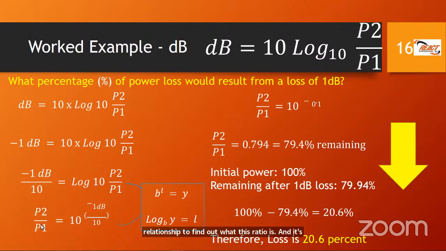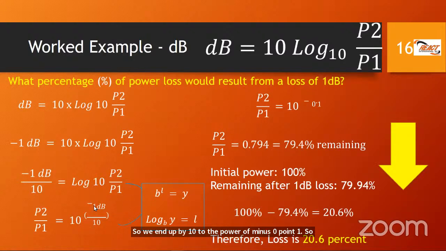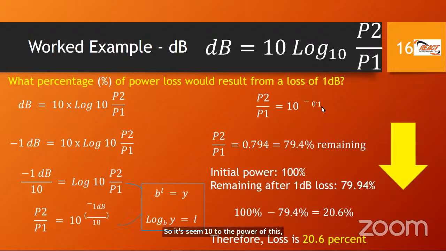And it's very handy. So we end up with, of course, 10 divided by 10, right? We end up with 10 to the power of minus 1 divided by 10, which is minus 0.1. So we end up with 10 to the power of minus 0.1. We divide this out: negative 1 divided by 10 is negative 0.1. So P2 over P1 is equal to 10 to the power of minus 0.1.